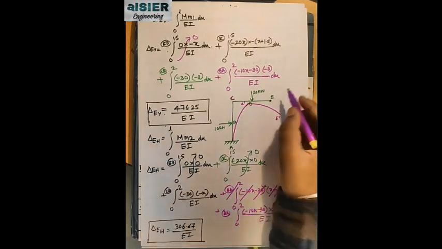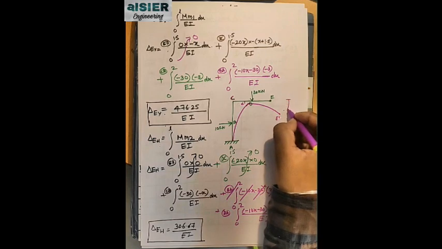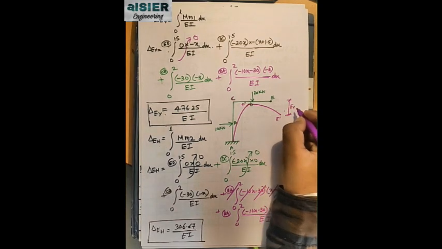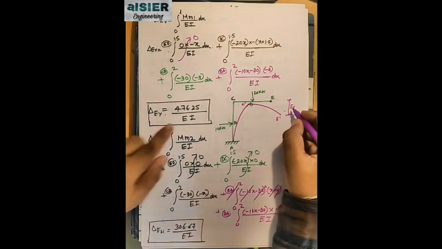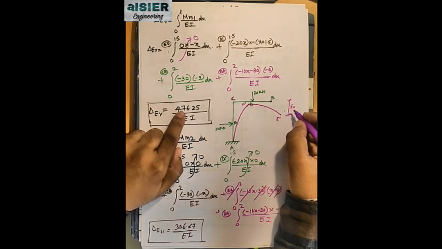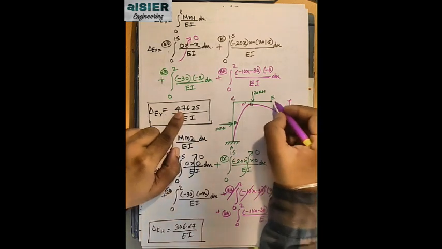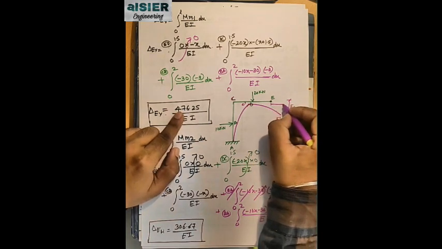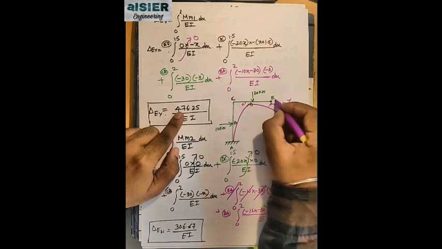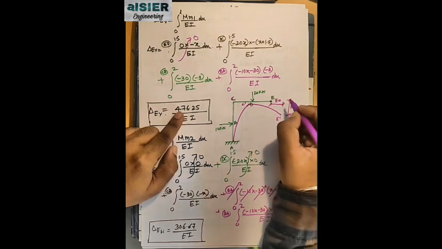Now if I want to calculate the vertical deflection, this will be the vertical deflection. This will be the vertical deflection EV, right? And how much is it? It is 476.25 upon EI. Similarly, horizontal deflection means from this point to this point. This is EH. How much is it?